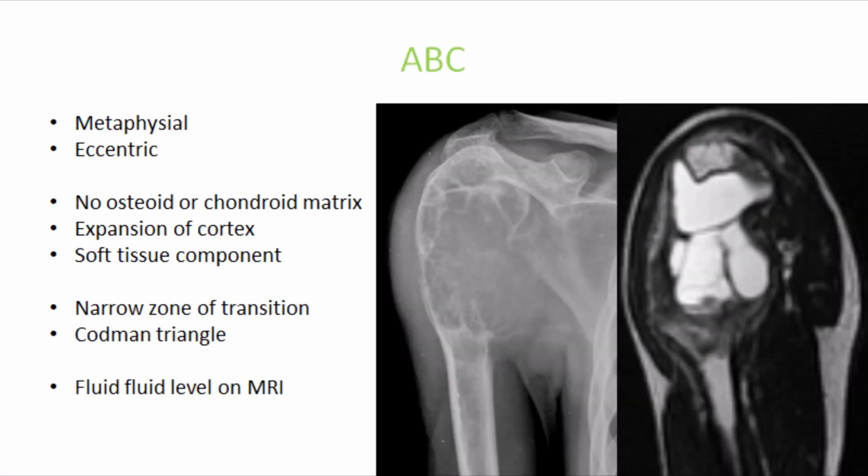Second, aneurysmal bone cyst. It occurs in the metaphysis, eccentric in location, with lytic matrix and expansion of cortex. It may rarely have a soft tissue component. It has a narrow zone of transition. It can have a Codman triangle kind of periosteal reaction. It has a peculiar fluid level on MRI.